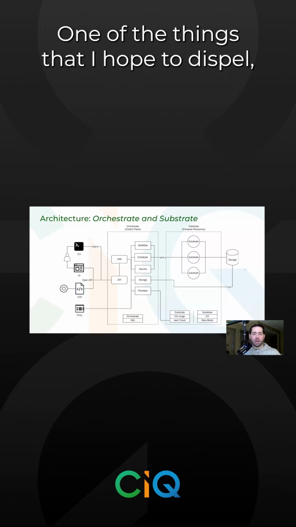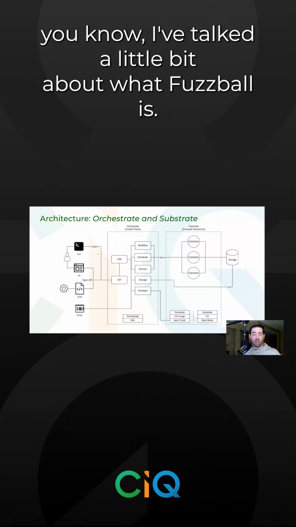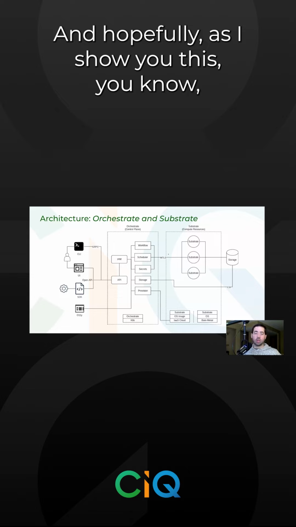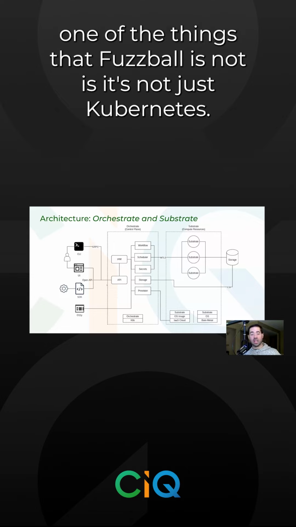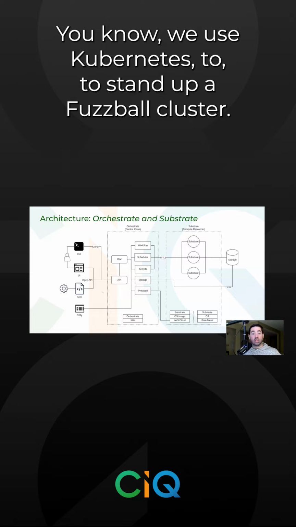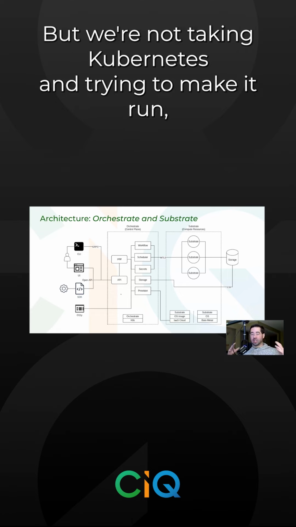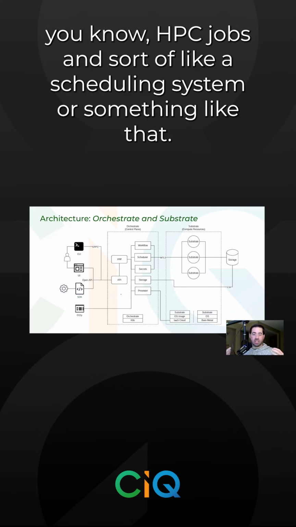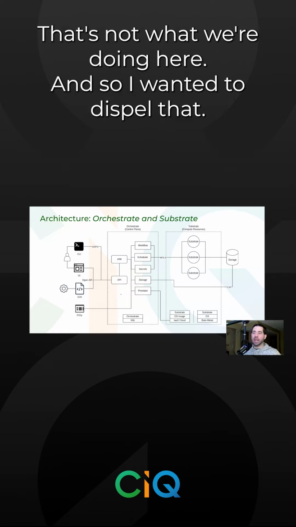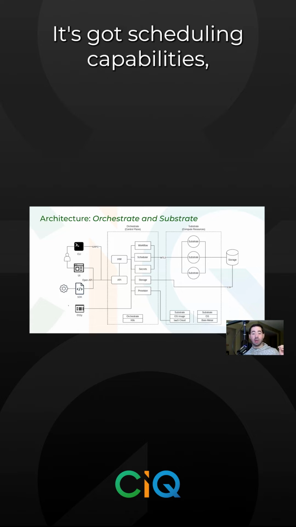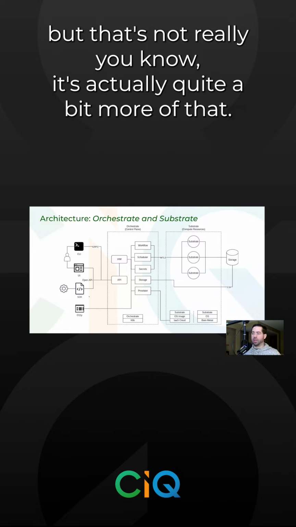One of the things that I hope to dispel: I've talked a little bit about what Fuzzball is, and I also want to talk about what Fuzzball isn't. Hopefully as I show you this, you'll see that Fuzzball is not just Kubernetes. We use Kubernetes to stand up a Fuzzball cluster. It runs on Kubernetes, but we're not taking Kubernetes and trying to make it run HPC jobs like a scheduling system or something like that. That's not what we're doing here, and I want to dispel that. It's also not a batch scheduling system like Slurm or PBS. It has scheduling capabilities, but it's actually quite a bit more than that.